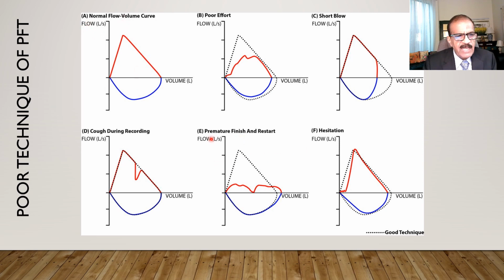Now, as I said earlier, this is effort dependent, technique dependent, and there are many variables which can give you wrong readings. So this is poor effort. Patient did not have any lung disease, but patient did not apply proper effort. This is a short blow. Patient did not exhale. Normally, I said patient is asked to take as much time as needed, but this patient prematurely terminated his inspiration and then went on to expiration. This is a cough during recording expiration. This is a premature finish and restart, and this patient is just hesitant.